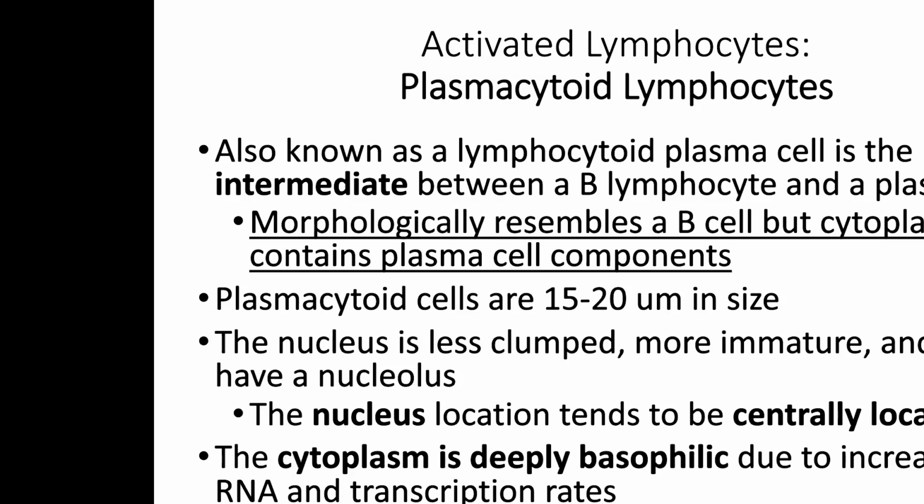Plasmacytoids are kind of weird. They look like a regular B cell, but their cytoplasm will show that they're expressing like a plasma cell. They might have a nucleolus, but the nucleus tends to be in the center of the cytoplasm, unlike a plasma cell, but it'll usually look very deeply blue. You don't really see them in the peripheral blood during viral infections.